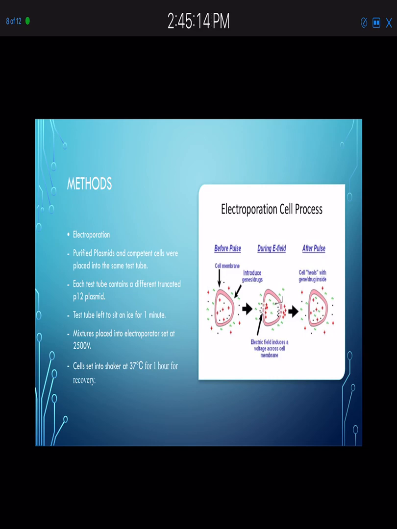After electroporation, cells were then set into the shaker at 37 degrees Celsius for 1 hour for recovery. Now, what happens in the electroporation process is, once the cells are electroporated, holes are created in the membrane, allowing these plasmids to slip through into the cell. When they are left to recover, these cell membranes fuse back together, enclosing the new plasmids into the cell and allowing for transcription to occur within the cell.